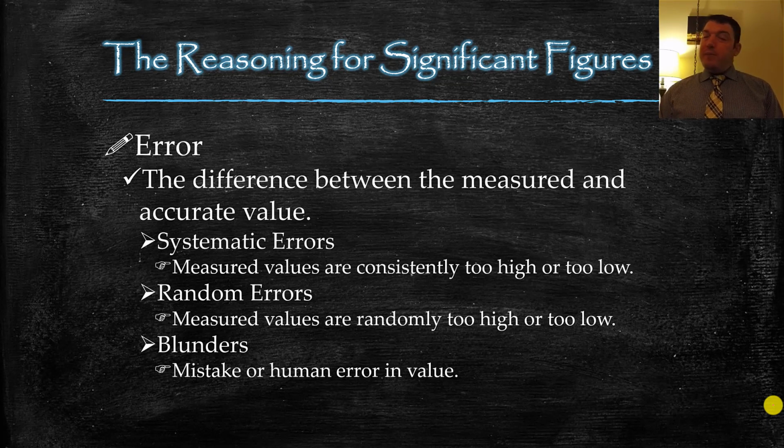Random errors are a little bit harder to control, but since we can't really control when we're randomly a little bit above or randomly a little bit below, what we do to try and control for that is we average. So it's all about multiple measurements. No measurement should only be done once.